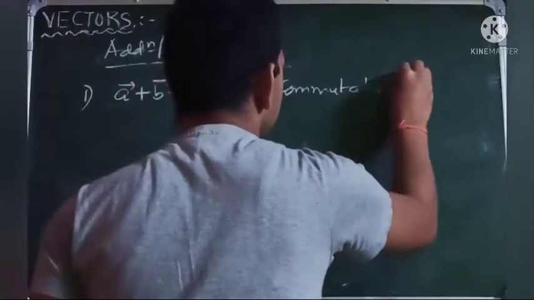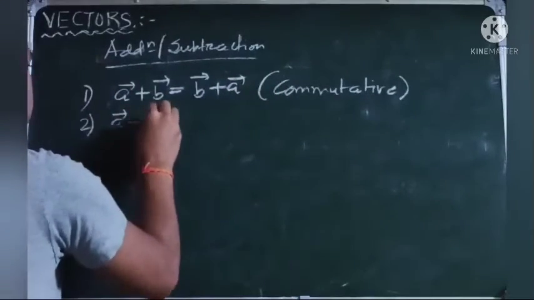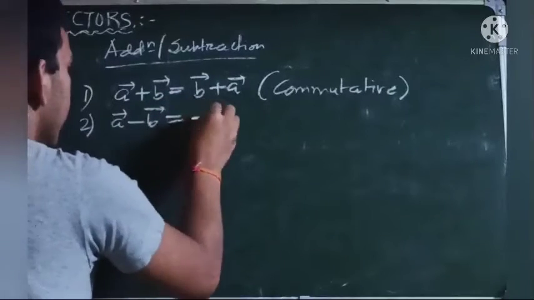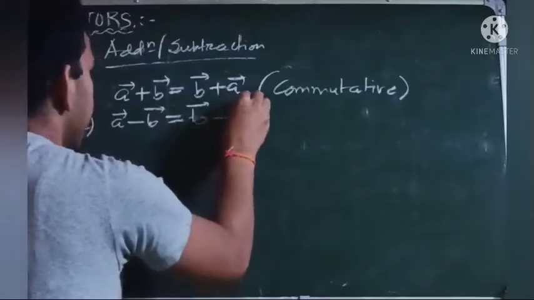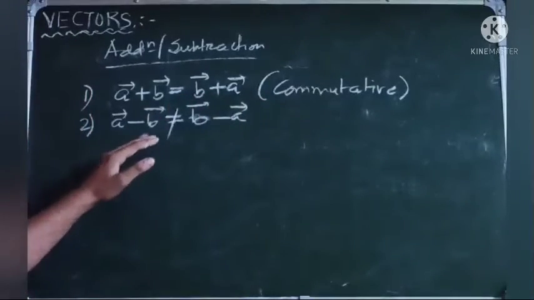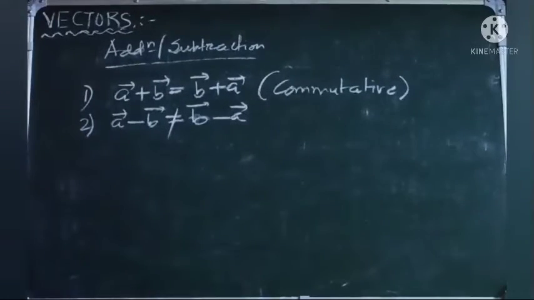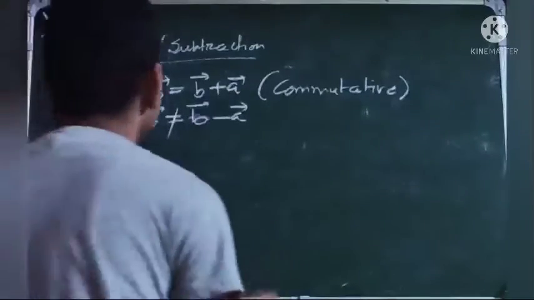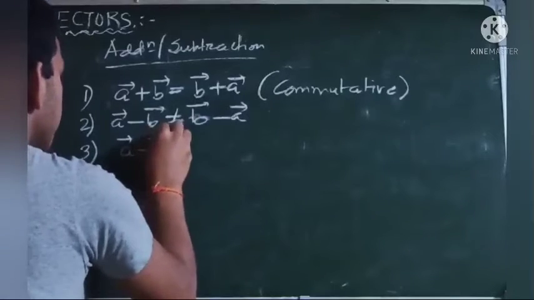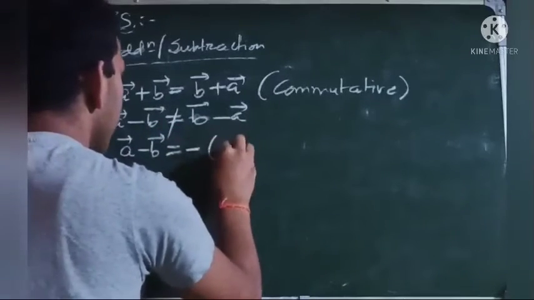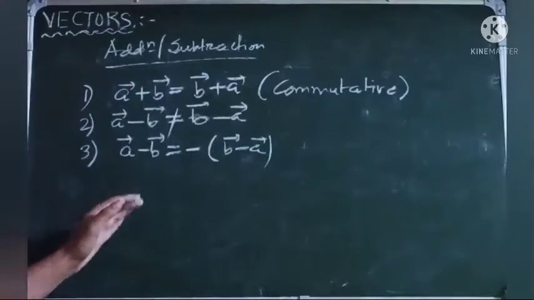The second one is a vector minus b vector is not going to be equal to b vector minus a vector. A vector minus b vector is different from b vector minus a vector. Diagrammatically also it is different, and mathematically obviously it is going to be different. Next we have a vector minus b vector is basically negative of b vector minus a vector. Similar concept we have already seen.